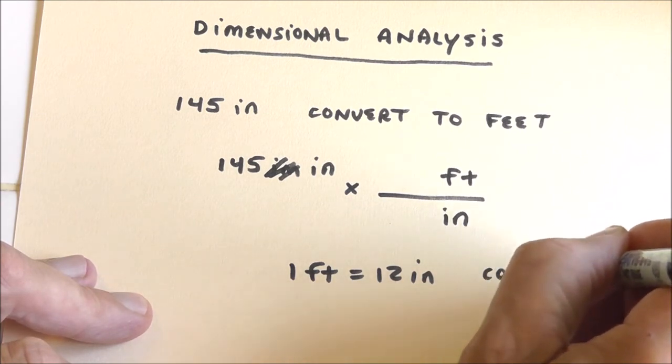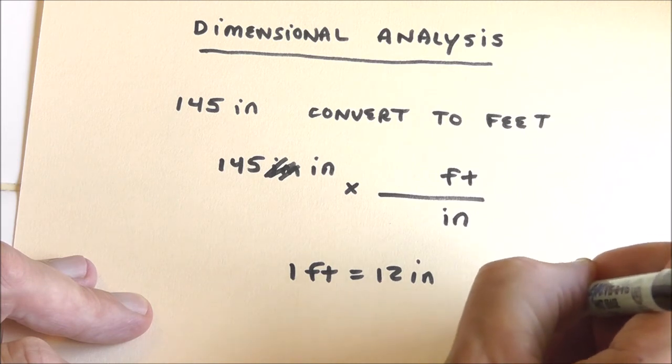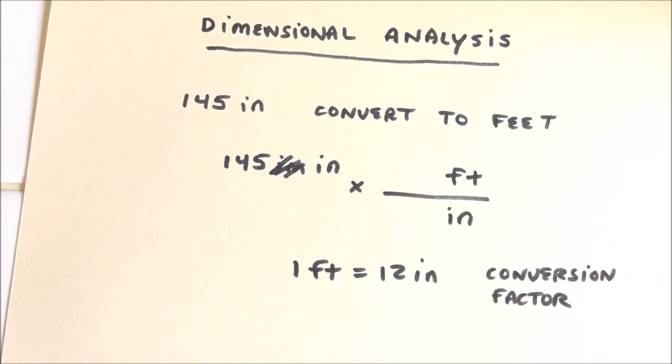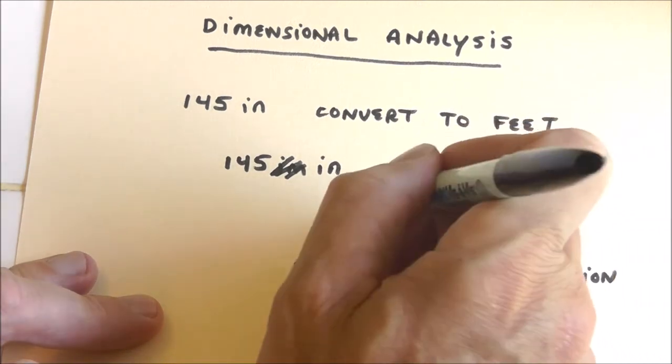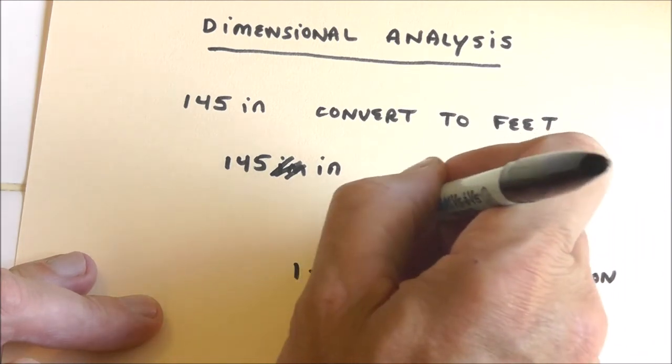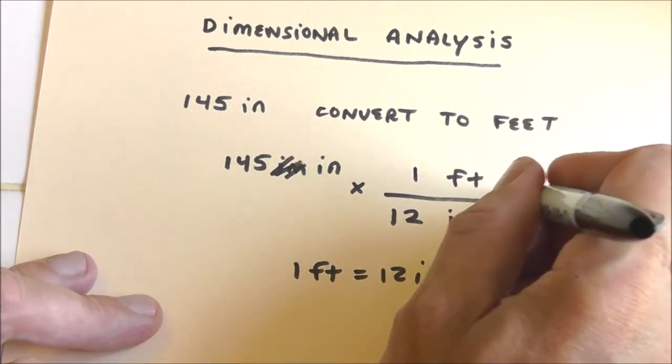And you know what? You are not changing the measured number that is 145 inches. You're just changing how you express it. But then you just go, without thinking too hard, and put 12 next to inches, and put 1 next to foot.